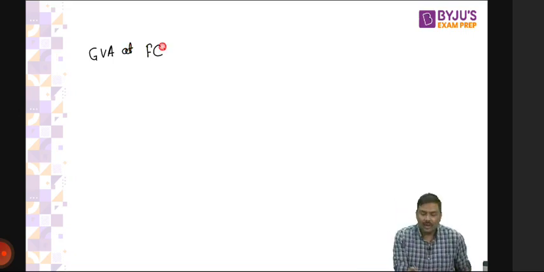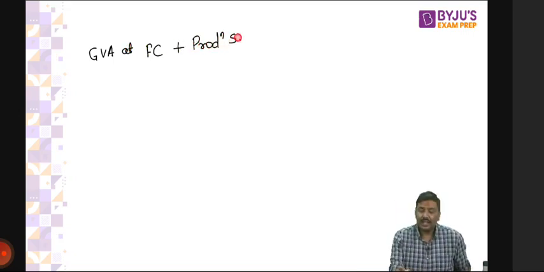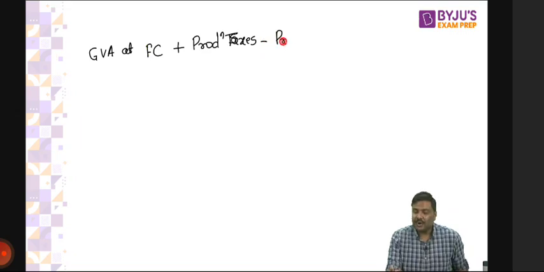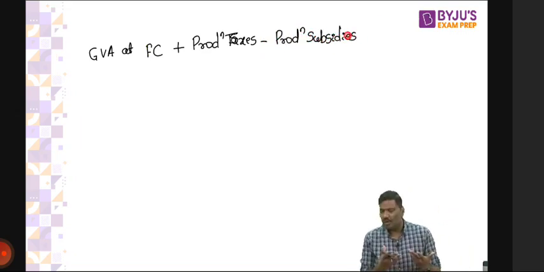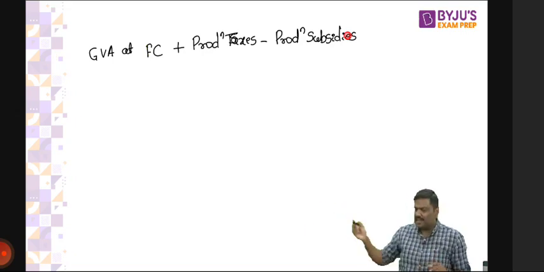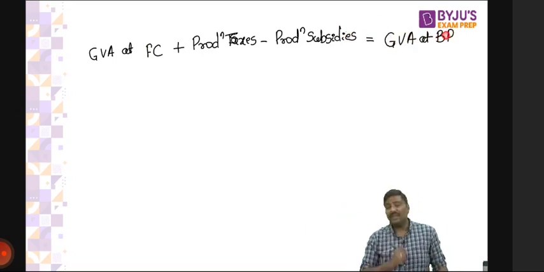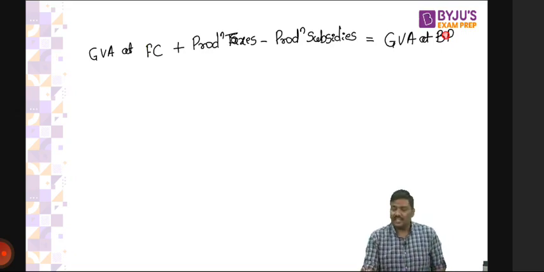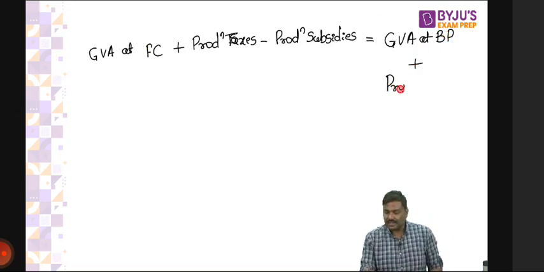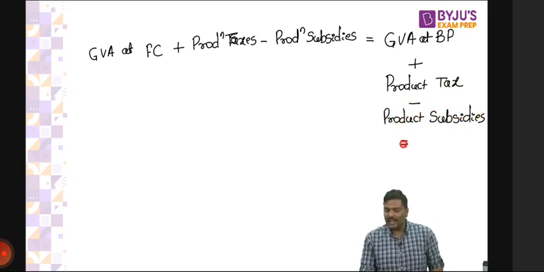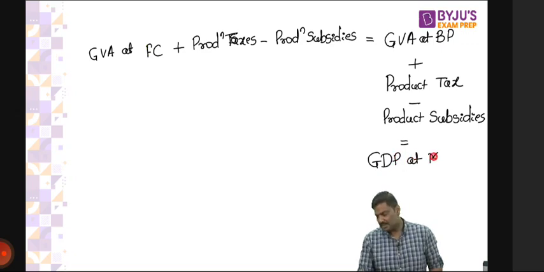Now, to this add production taxes, and subtract production subsidies. Will you get market prices? No. Right? To arrive at market prices, there are more taxes, more subsidies. What you will get is GVA at basic prices. You need market prices. What is left out now? To the GVA at basic prices, add product taxes, subtract product subsidies. What do we get now? You will get GDP at market prices. This is how you need to remember it rather than simply by hearting it.